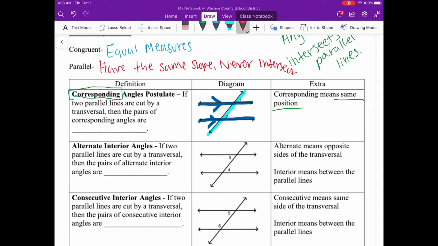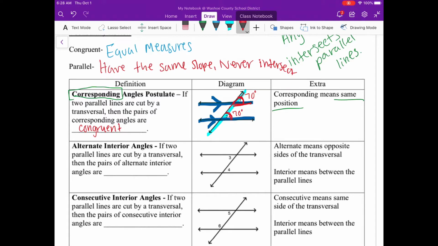So when we have this, then the pairs of corresponding angles will be congruent. So these are going to have the same measurement. So in this case, angle 1 and angle 2 are both corresponding because they're in the same position. They're both above the parallel line to the right of the transversal. So if this were to be 70 degrees, this would also be 70 degrees. They are corresponding, meaning in the same position of my picture.